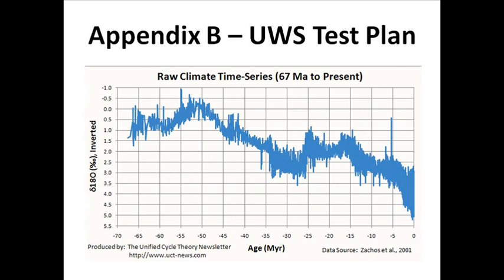Appendix B describes the test plan used for validating the UWS cycles. The figure here shows the raw time series plot of a global climate data set from geologist James Zakos. Rather than resulting from statistical noise, the large variation seen during all periods in the plot represents oscillations in climate due to the occurrence of cycle upon cycle upon cycle upon cycle.